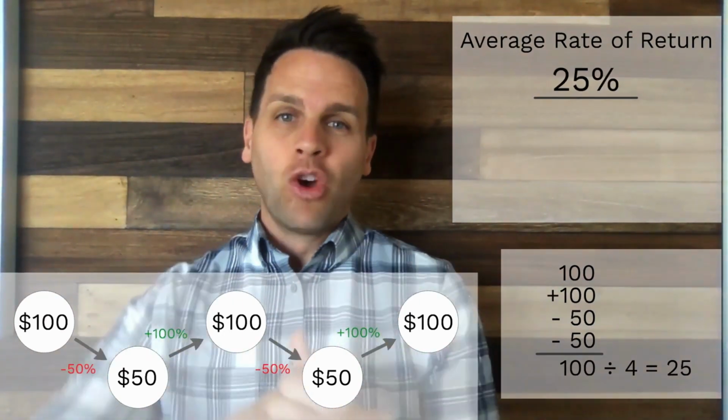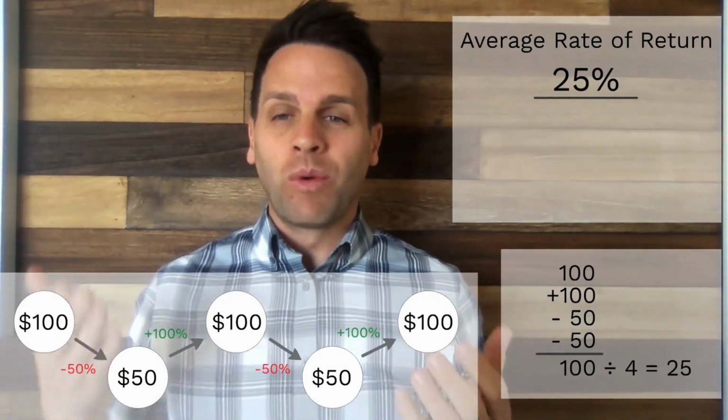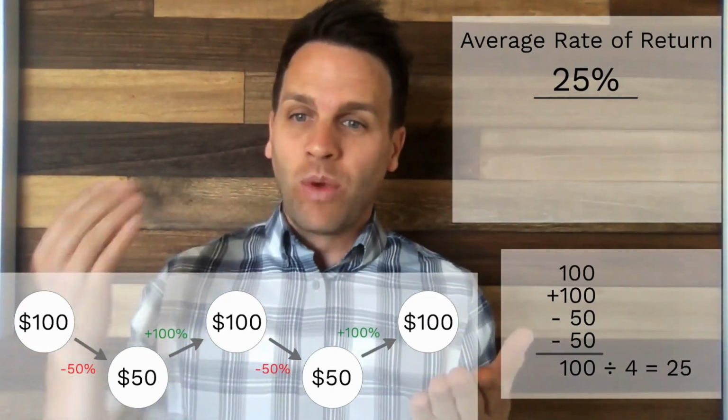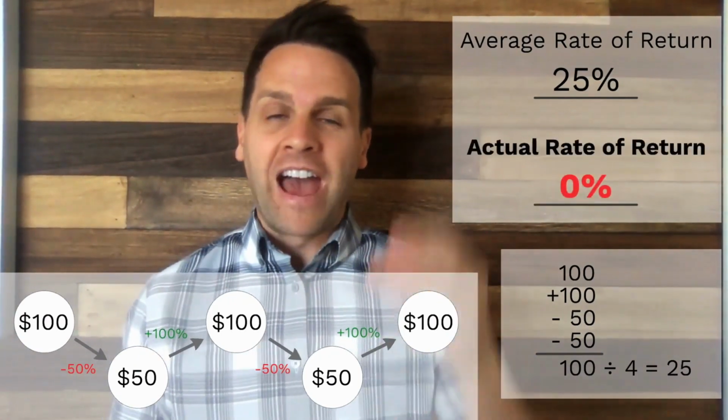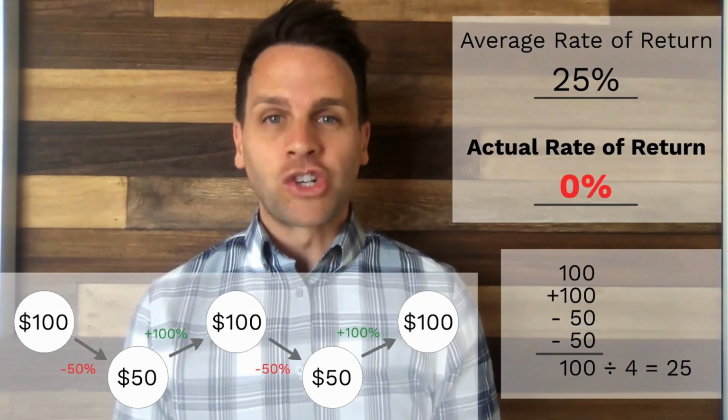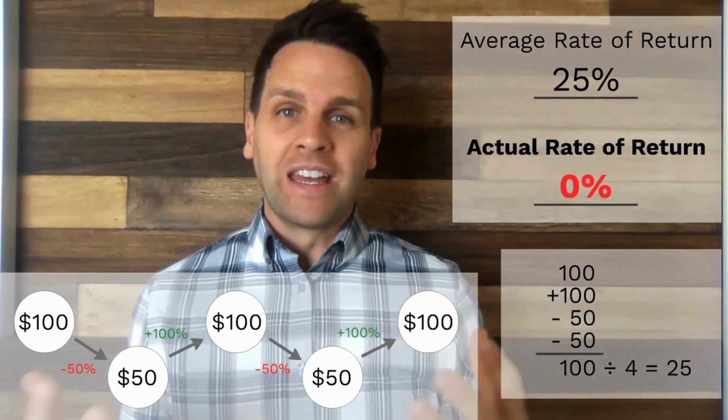Okay, but again, what matters is what we actually got, and what we actually got is what we can actually see. We had 100, we ended with 100, and that means that we have a big fat 0 for our actual rate of return. So again, this is important.